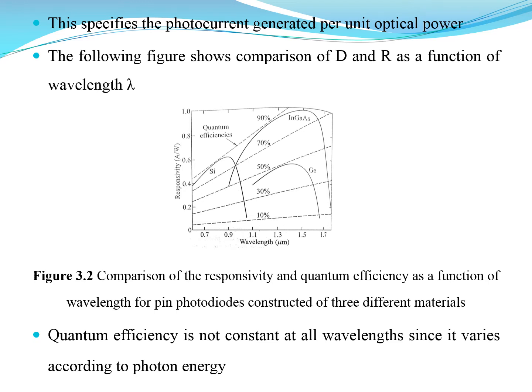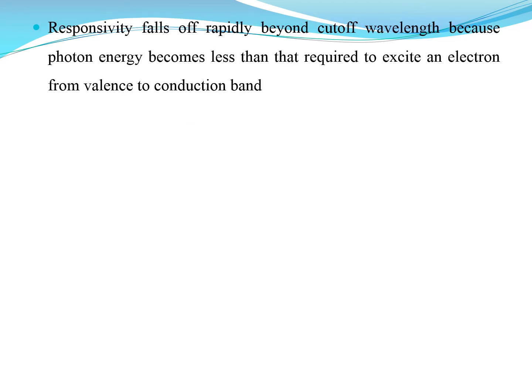So that is this. Then responsivity falls off rapidly beyond the cutoff wavelength, because the photon energy becomes less than that required to excite an electron from the valence to the conduction band. So responsivity is going to be affected depending on the photon energy. If it becomes lesser, it cannot excite an electron from the valence to the conduction band, so the recombination process is going to be affected whenever there is no proper excitation of electrons, which mainly depends on the energy band gap. If that doesn't happen, then there is a problem in recombination.